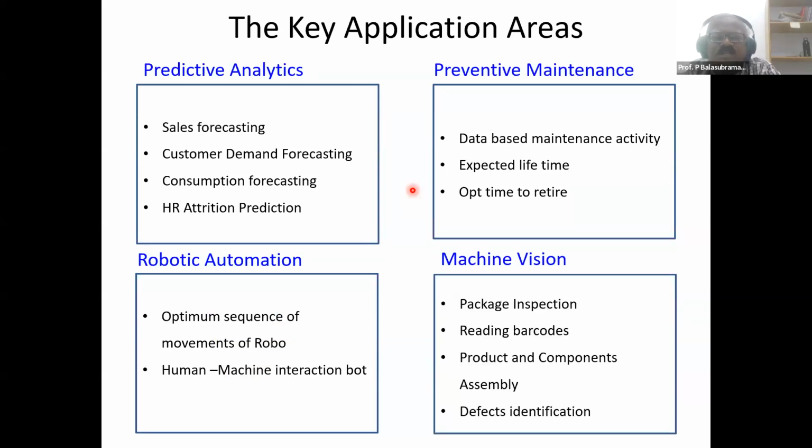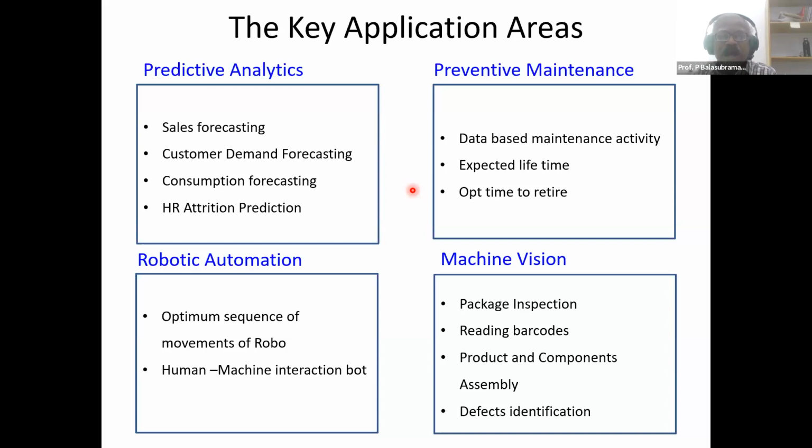And the last part is machine vision, where through cameras I can identify, for example, in the packaging section, whether packaging is done properly or not. Just by using a camera, I can identify it and I can pause it. Earlier, how did it happen? There was a person standing. He would take the package, turn it, see all the sides, and then say, "Yes, the package is done properly." But now a camera can do that. It will read the barcodes, and sometimes it can take care of component assembly also. And then defect identification: is there any defect in the particular component? By visual inspection, it will classify them.